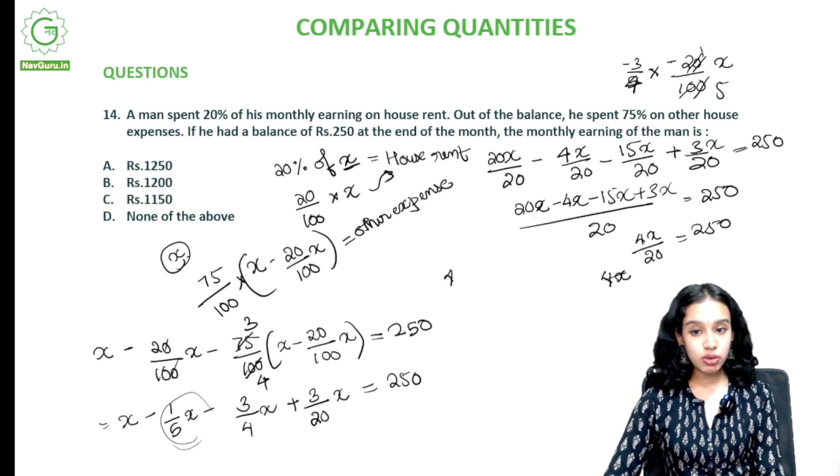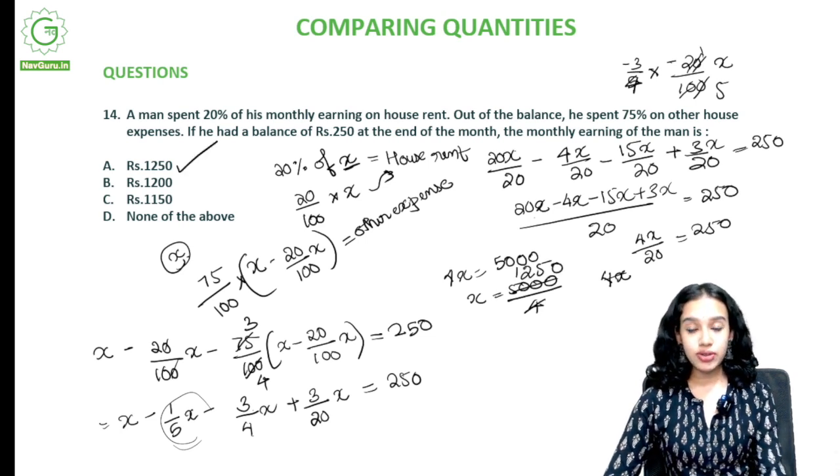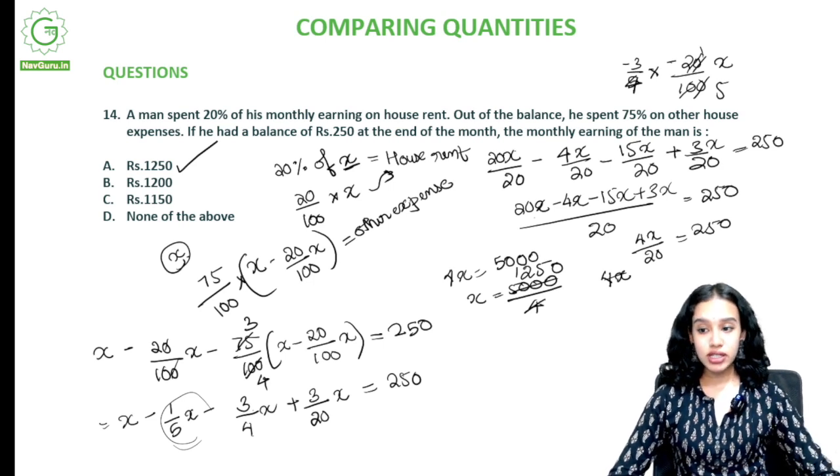So 4x would be equal to 250 into 20. So 25 into 2 is 50. We have two more zeros, that is 5000. X is equal to 5000 divided by 4. We get 1 4s are 4, 10, 2 times 2 again, 1250. So rupees 1250 is the answer for this question.